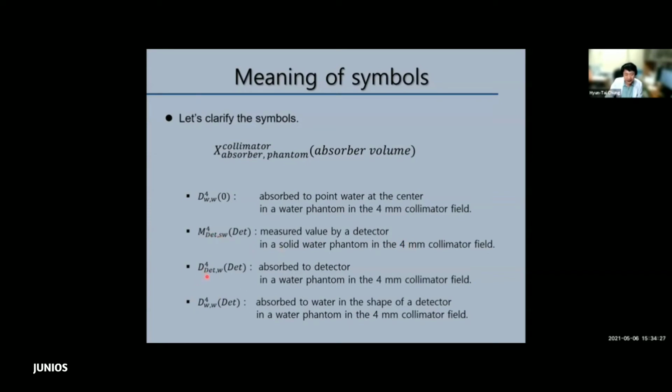D4 detector W detector is the observed dose to the detector in a water phantom. Okay, this is the solid water phantom, and this is the water phantom. And D4 WW detector is the observed dose to water, but the shape is not a point now. The shape is the same as the shape of the detector, but the detector is formed of water in this case, and the phantom is water. So we have 4 factors to consider for each quantity.